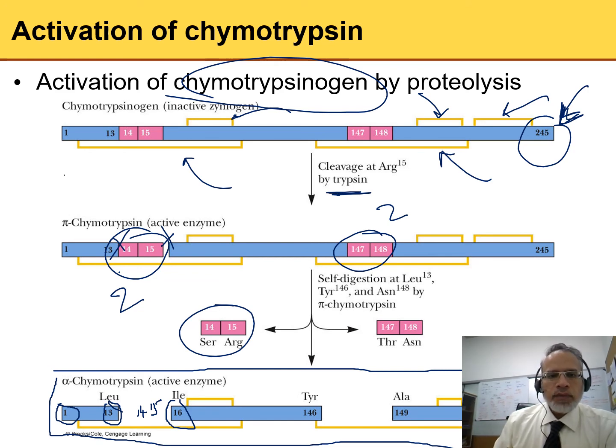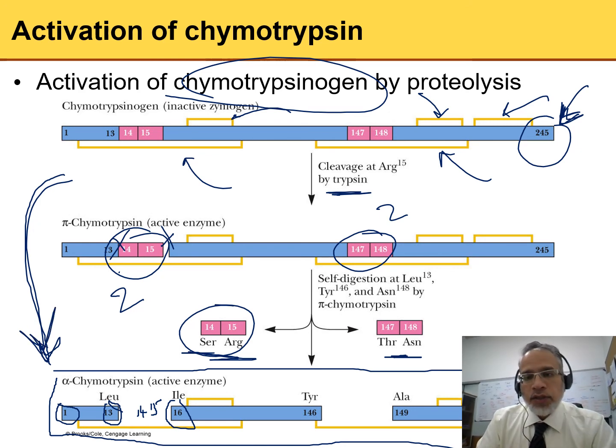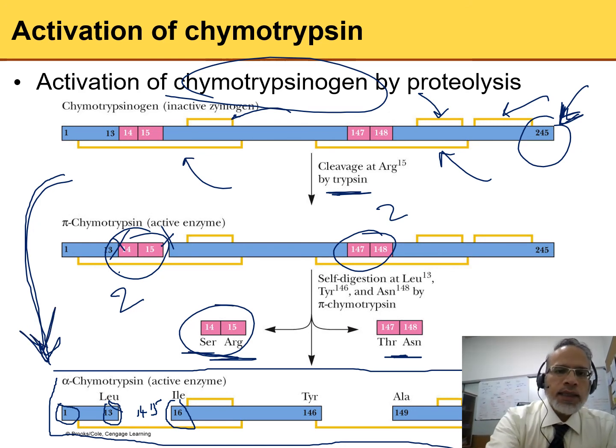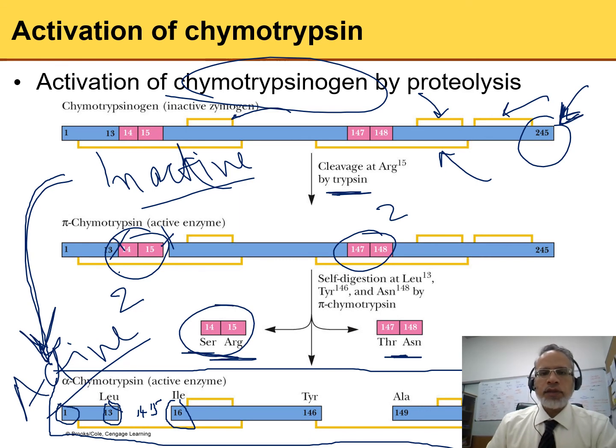From here to there, there's a change in the primary structure because 2 amino acids are missing, and then these 2 are missing as well, so you're losing 4 amino acids totally. The change in the primary structure also causes a change in the tertiary structure, and this one is inactive, and the alpha chymotrypsin is active. This inactive to active transition occurred because you're removing some parts of the protein.